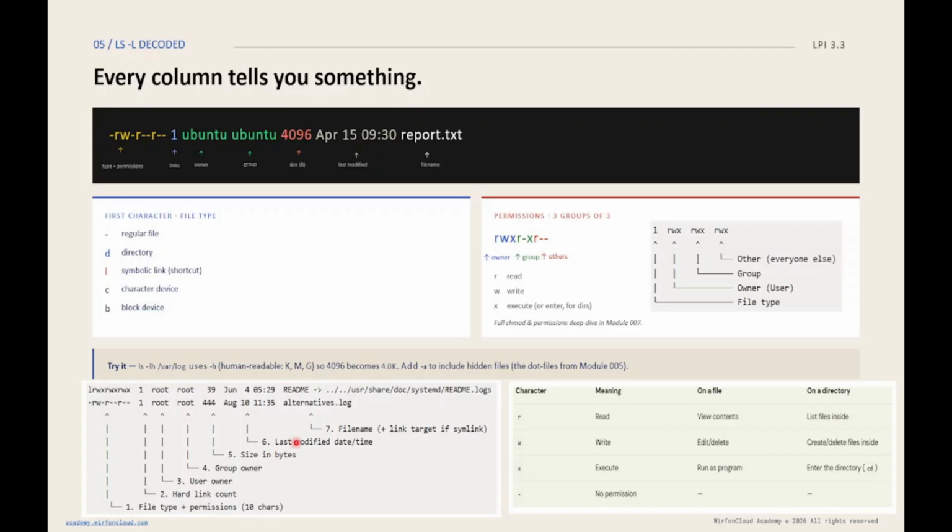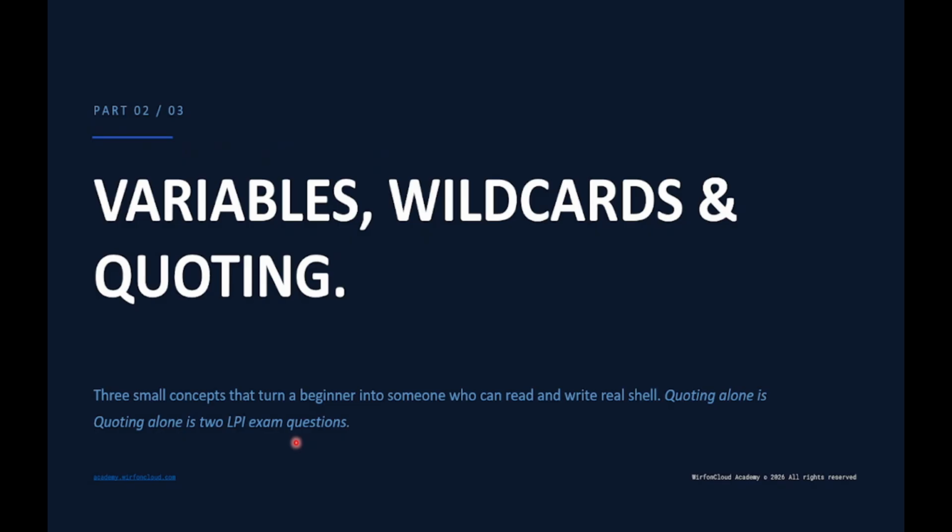Now, continuing, we're going to look into variables, wildcards, and quoting. This is the part 2 divider. Environment variables and wildcards. We move from manipulating files to manipulating the shell itself.